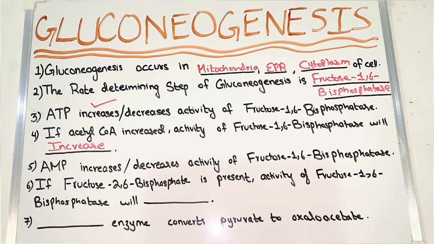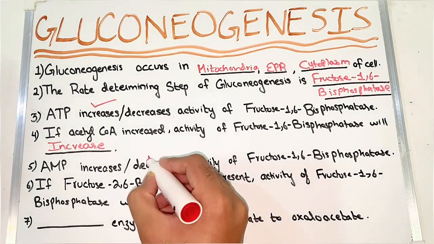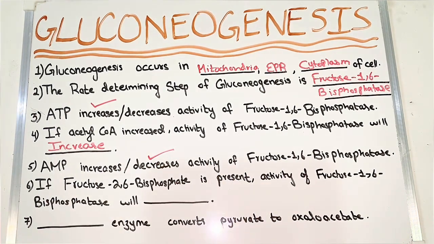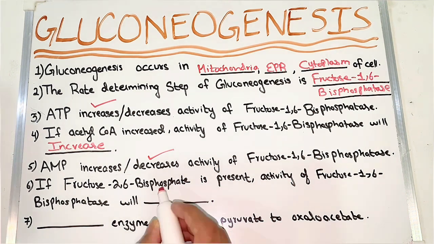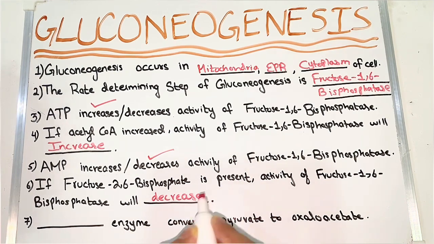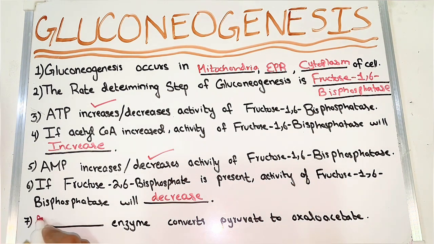Will AMP increase or decrease it? AMP will decrease it, because there will be less ATP, so glycolysis will happen and gluconeogenesis will stop. Then fructose 2,6-bisphosphate will also decrease the activity of fructose 1,6-bisphosphatase, because when fructose 2,6-bisphosphate is available, it will be converted into fructose 6-phosphate by fructose 2,6-bisphosphatase, rather than fructose 1,6-bisphosphate being converted into fructose 6-phosphate. So it will divide the activity.